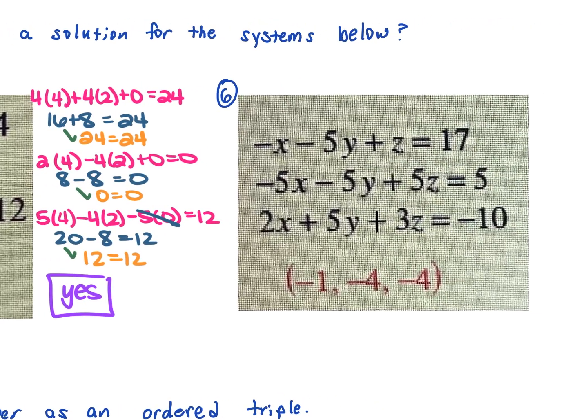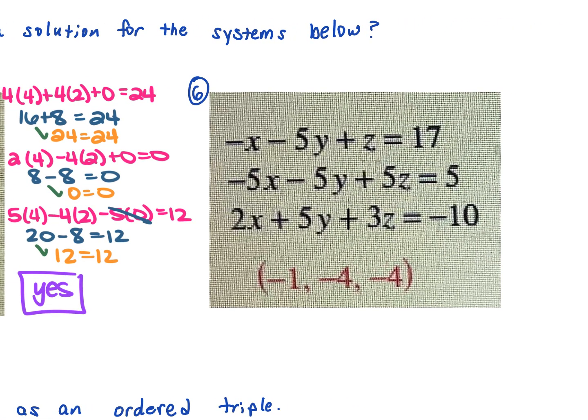For number 6, we have negative x minus 5y plus z is equal to 17. Negative 5x minus 5y plus 5z is equal to 5. And 2x plus 5y plus 3z is equal to negative 10. The ordered triple that we're given is negative 1, negative 4, negative 4.